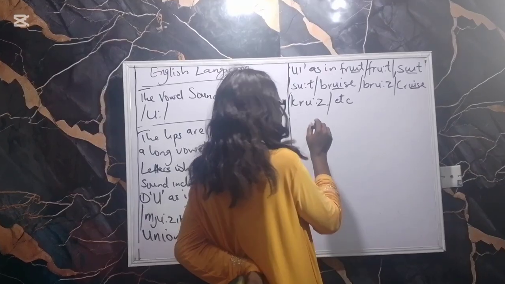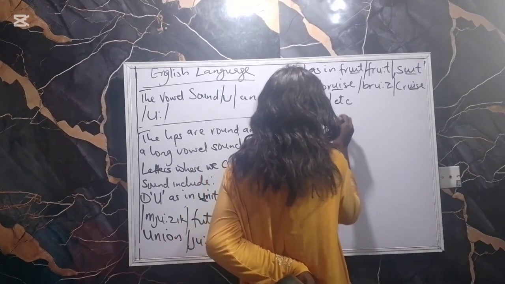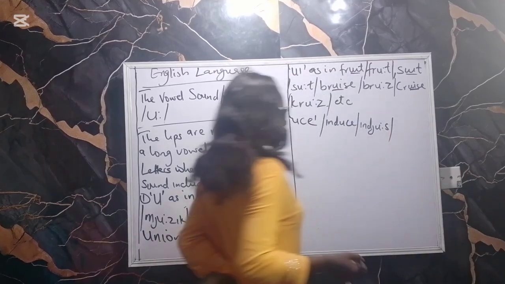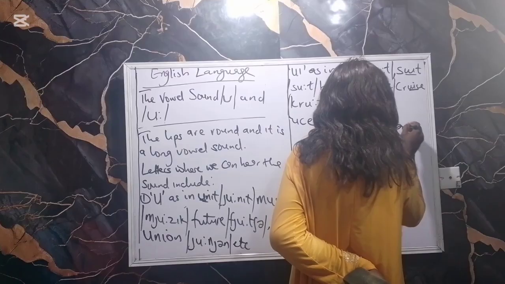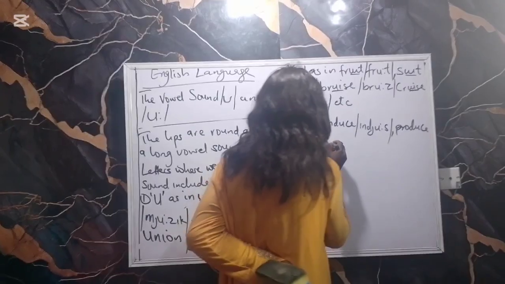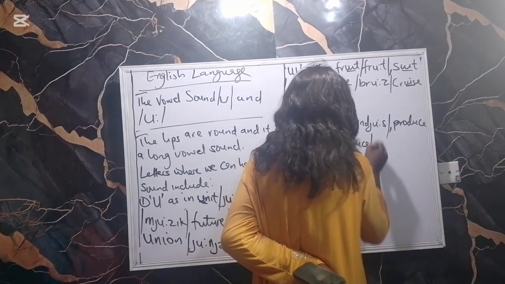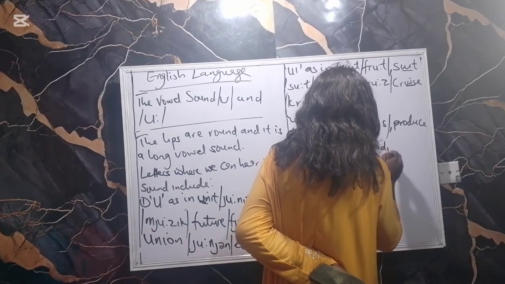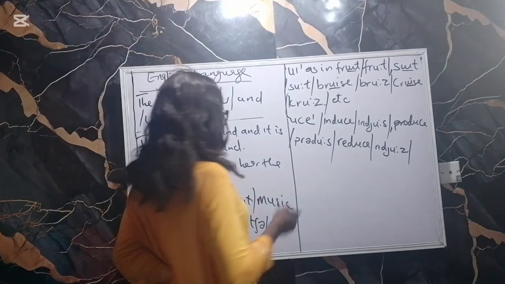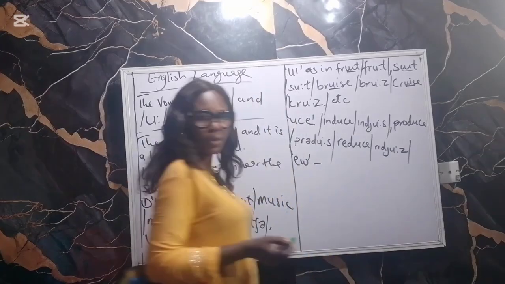Okay, let's say as in U, C, E. Combination of letters U, C, E, as in induce, produce, okay, also reduce, and so on. Then also you can see it in letter EW.